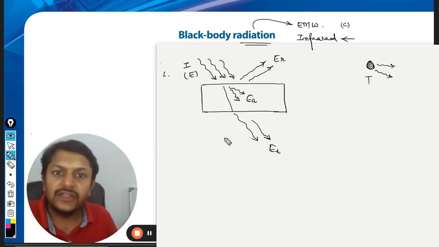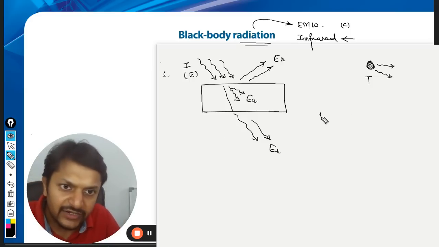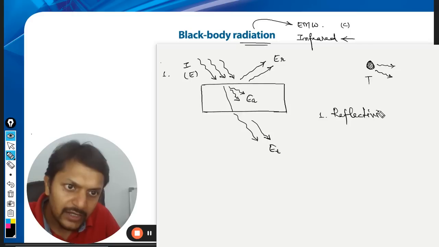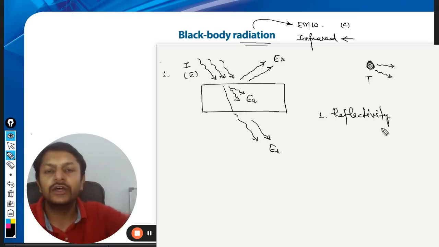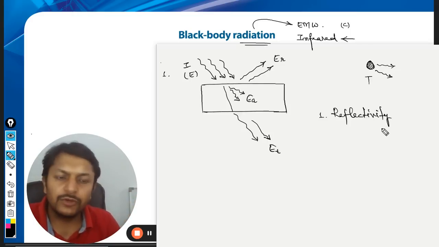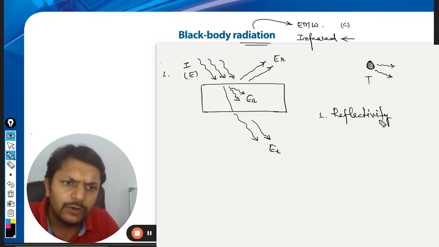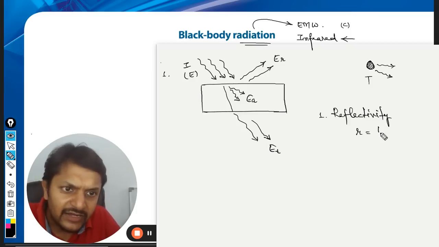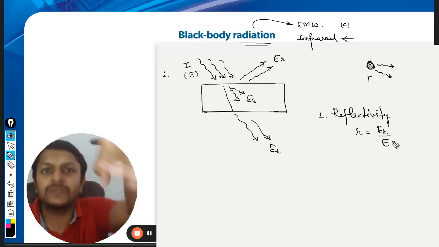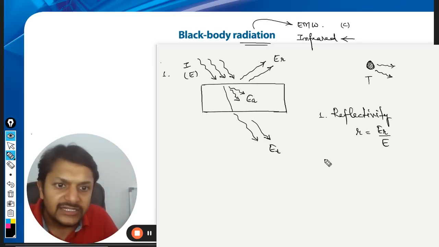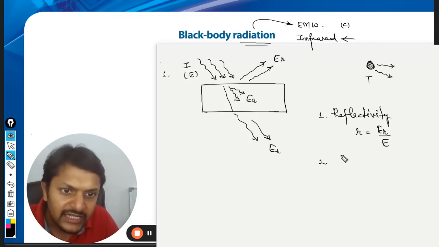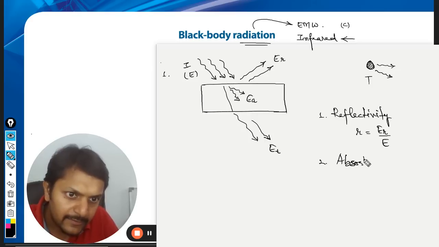So we define three different factors here. The first factor is reflectivity, or reflectance, you can call it. Reflectivity is equally good. So reflectivity, that is R, is the ratio of energy which is reflected to the total energy which was incident. It's just a ratio. Similarly, point number two is the absorptivity.